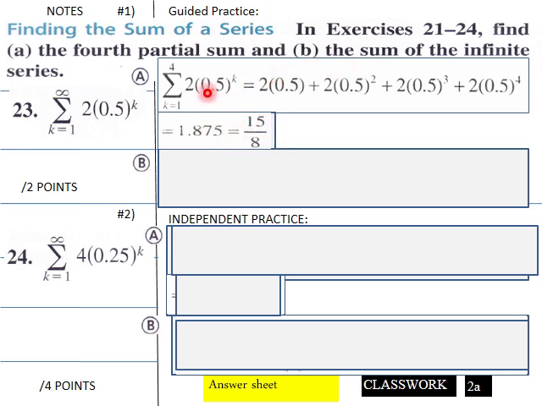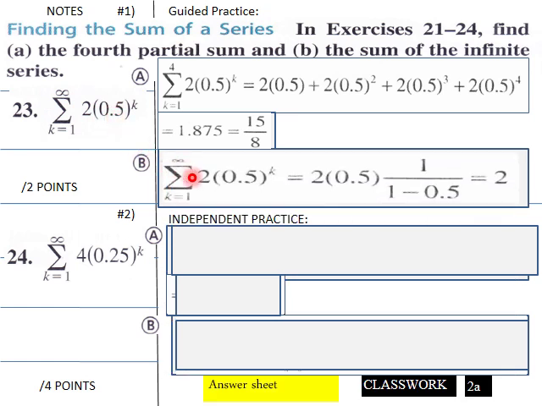And then B, the sum of the infinite series of this. So for the infinite series, using our formula for that, we have 2 times 0.5 to the k power. 2 times 0.5 multiplied by 1 over 1 minus 0.5 would equal 2. So it eventually comes out to 2 for the infinite series of that.